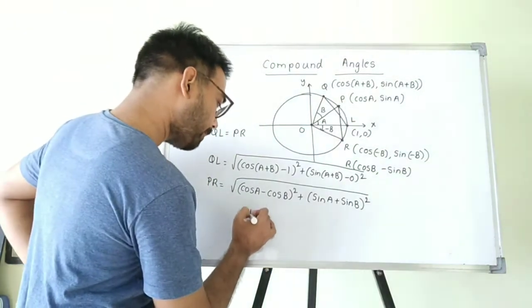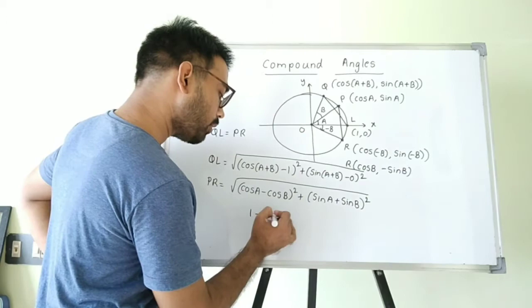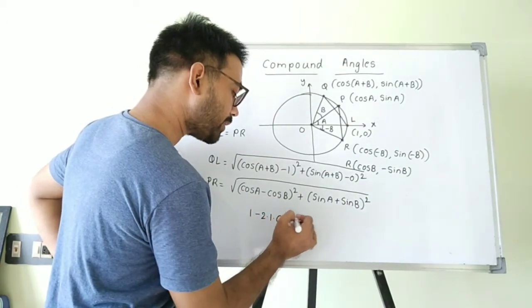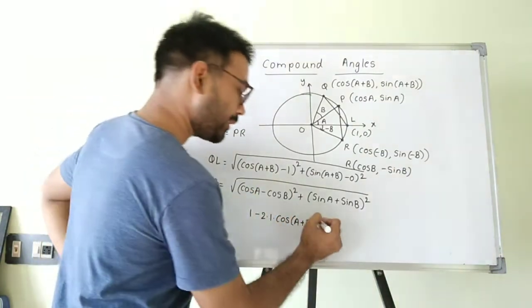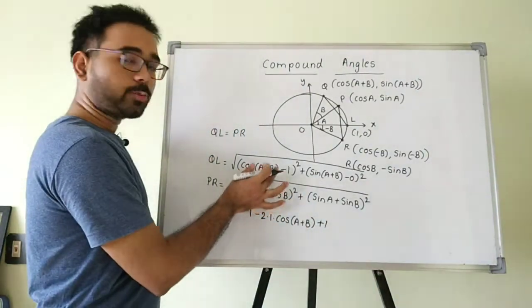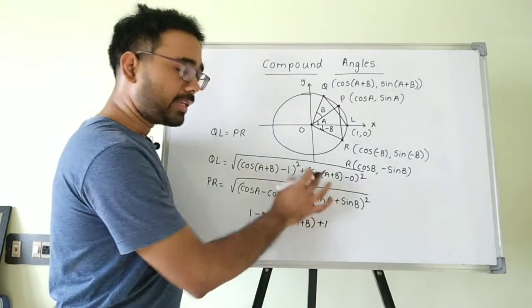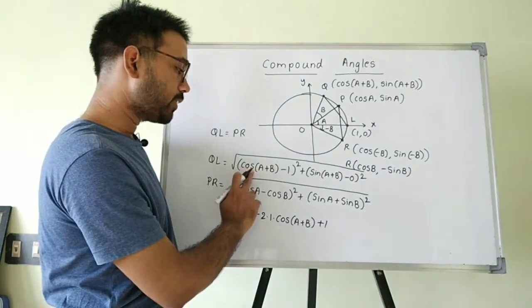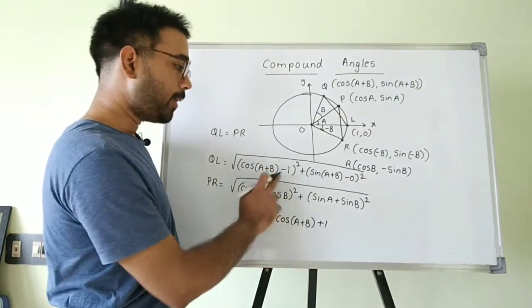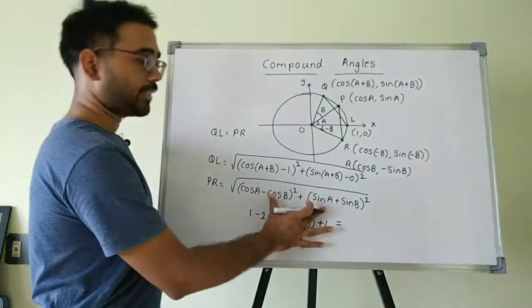So 1. Then here the middle term will come, that is minus 2 into 1 into cos of (A plus B), plus minus 1 whole square, that is plus 1. So here we have a square minus 2ab plus b square. Here this cos square plus sin square is going to be 1, so that's why I wrote 1 here. Minus 2 times 1 into this plus 1 plus 1. This is going to be equal to this.